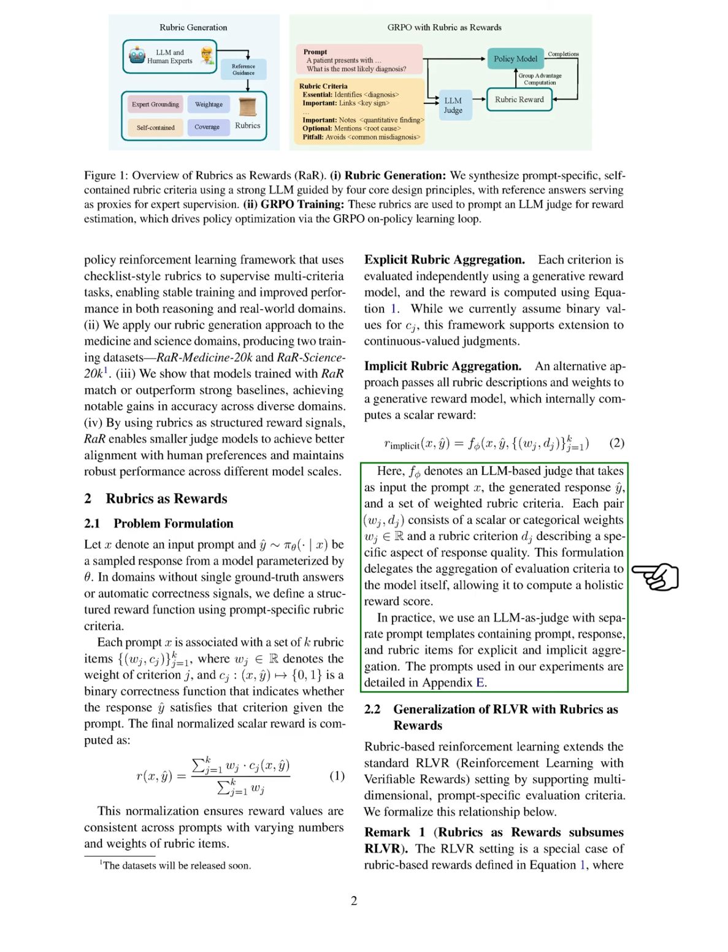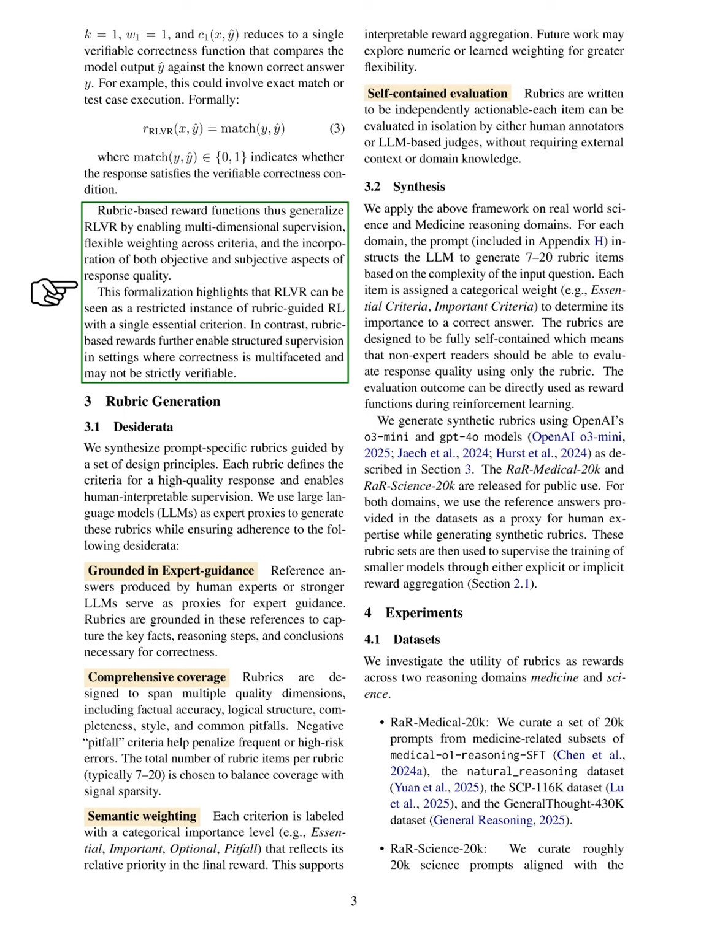We extend the standard reinforcement learning with verifiable rewards, RLVR, by incorporating multidimensional, prompt-specific evaluation criteria. We clarify that RLVR is a specific case of our rubric-based rewards, where there is only one criterion. This means that rubric-based rewards allow for more complex supervision, accommodating both objective and subjective aspects of response quality.